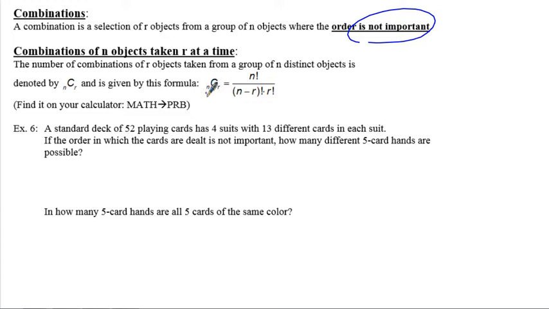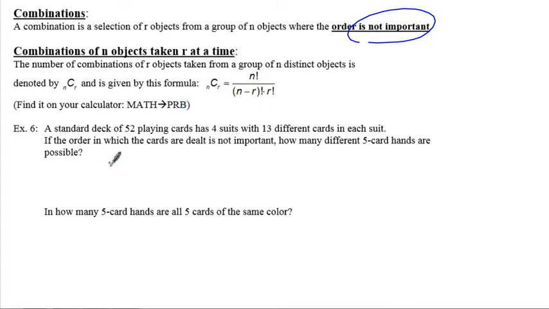N is always the total number of objects involved, and R is always the subset that we're looking for. And the formula is n factorial divided by n minus r factorial times r factorial. This will be given on your SOL formula sheet, but we again have a function in the probability menu, math probability menu on our calculators, that will make it even easier.